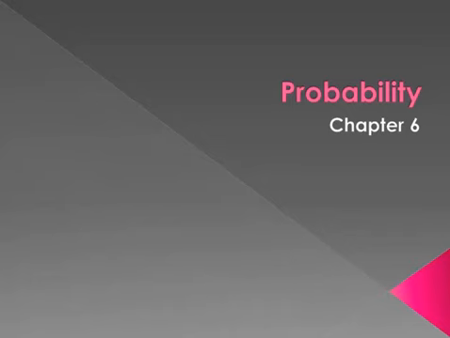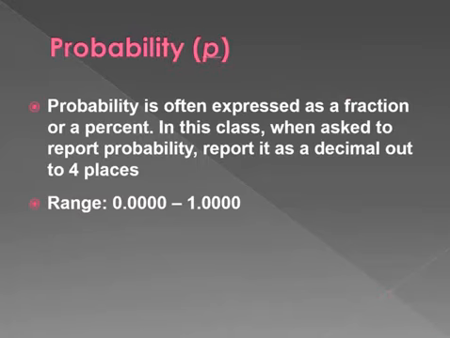Okay, so now we're into chapter 6, lecture on probability. In the real world, when we talk about the likelihood of something happening, this is sometimes expressed as a fraction or a percent. But in this class, when we talk about probability, we're not going to be dealing with fractions. If you were asked to report a probability, what you should be doing is reporting a decimal with 4 places, right? We talked about this all the way back in chapter 2 when we were making frequency distribution tables and we were figuring out the probabilities of certain scores.